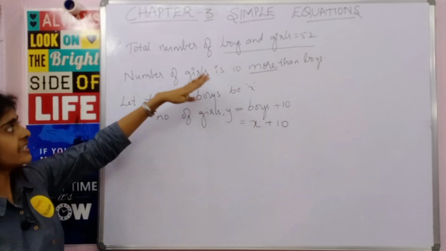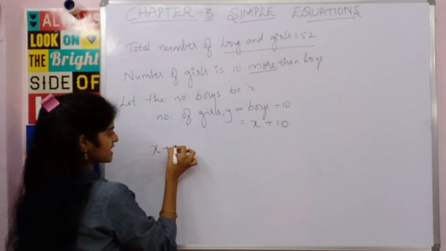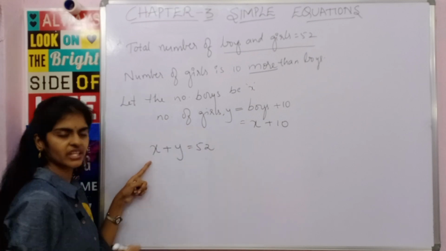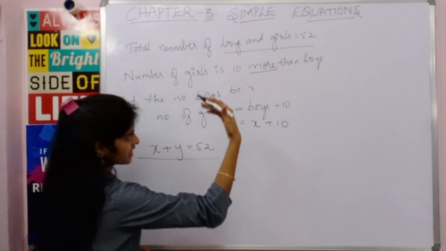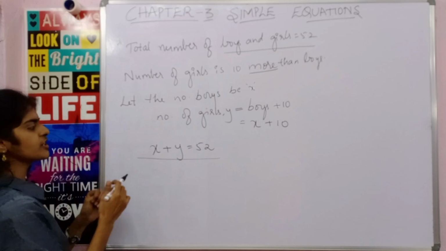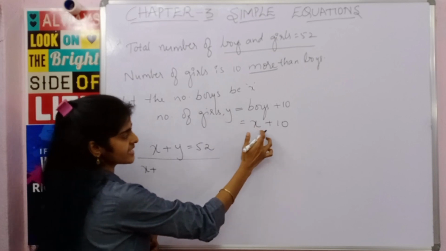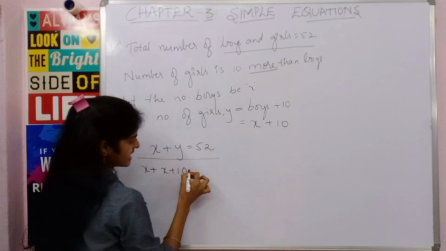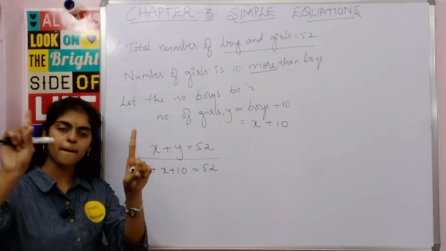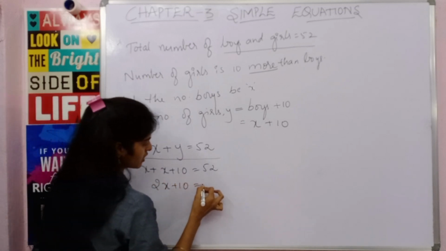It is also given that the total number of boys and girls is 52. That means x plus y, the total number of boys plus the total number of girls, is 52. So we have written the given question in the form of an algebraic equation. Now you will just solve it. This y is the number of girls, which is x plus 10. So x plus x plus 10 equals 52. Clear? Now x plus x is 2x, so 2x plus 10 equals 52.